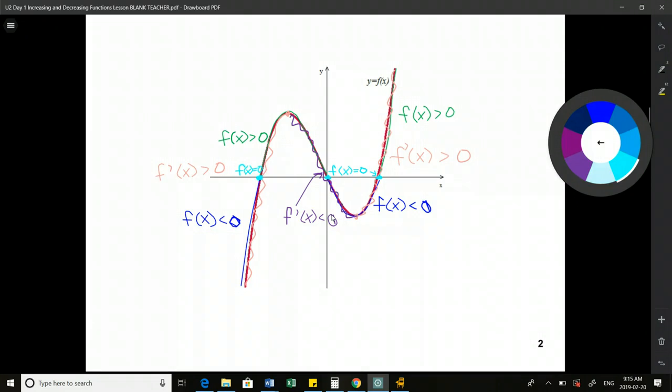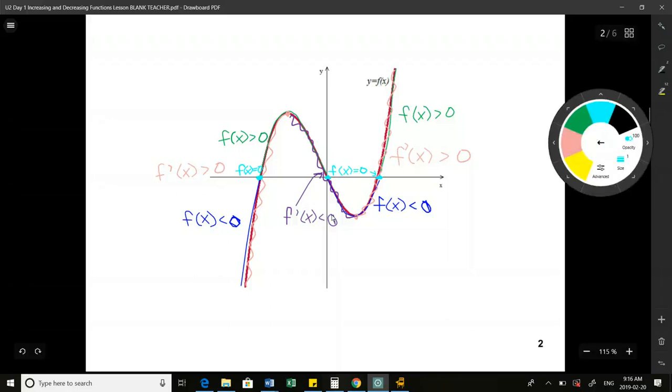Okay, on both of those points. And then our last important points are where f prime at x equals 0. Let's see what I want to use for that. Orange. Okay, and that is here. So we know that this is a critical number, right? F prime at x equals 0, and then also this guy right here, right? F prime at x will equal 0 there.